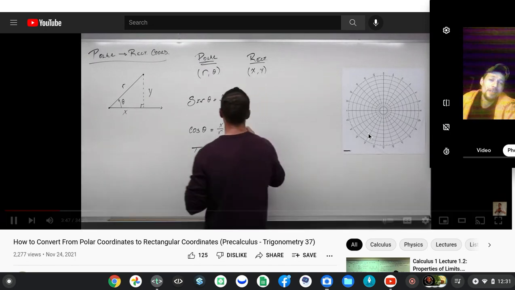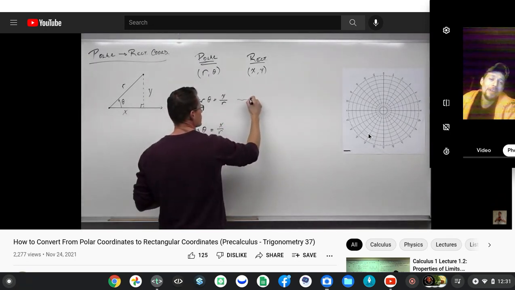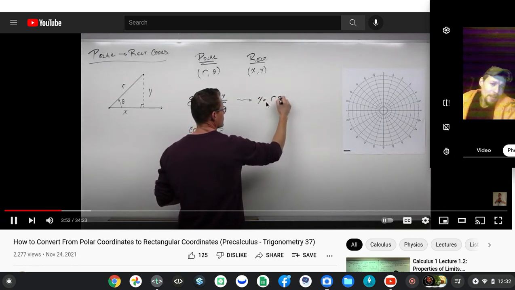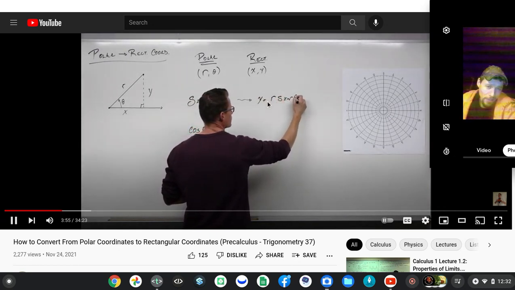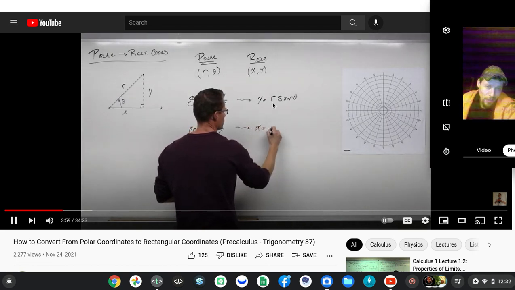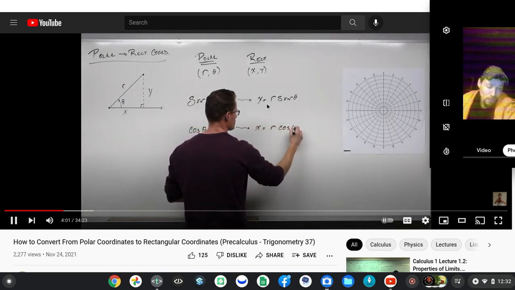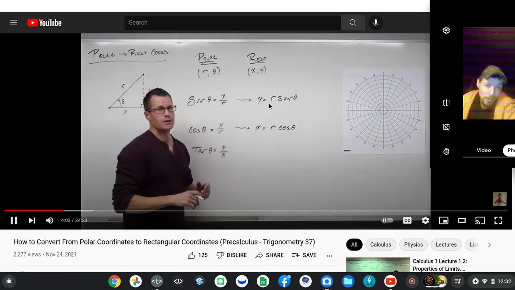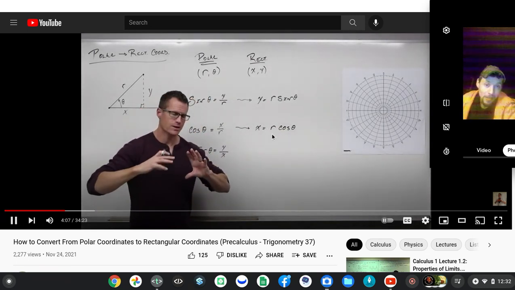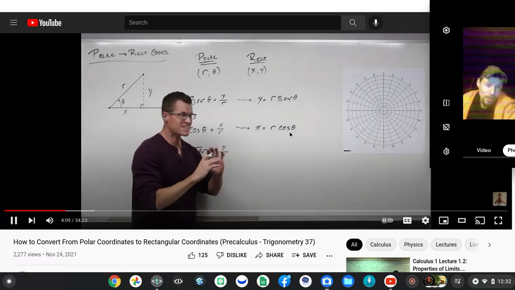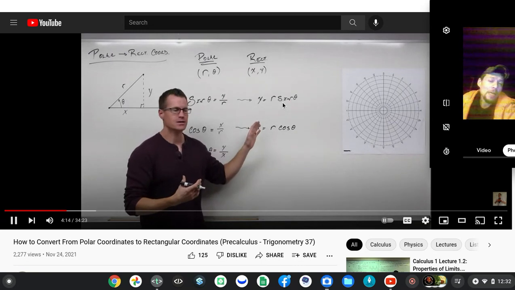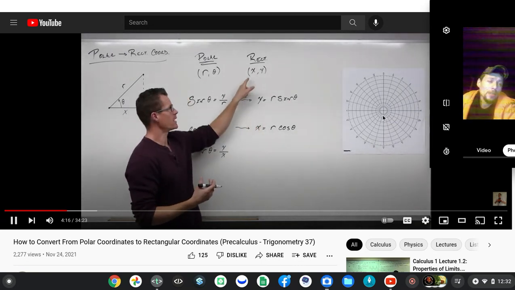This is also all you need in order to convert from polar coordinates into rectangular coordinates. This is it. All you got to do is use your y and your x, put them in the correct order, of course, to get x comma y.